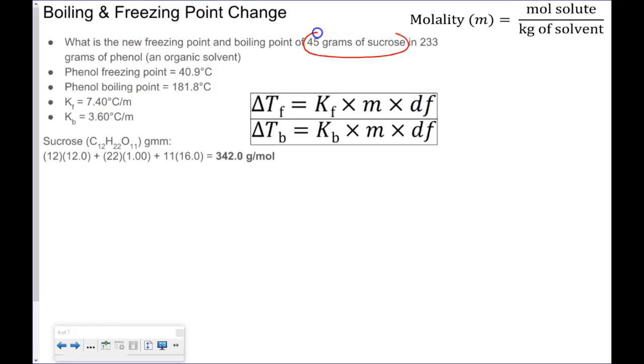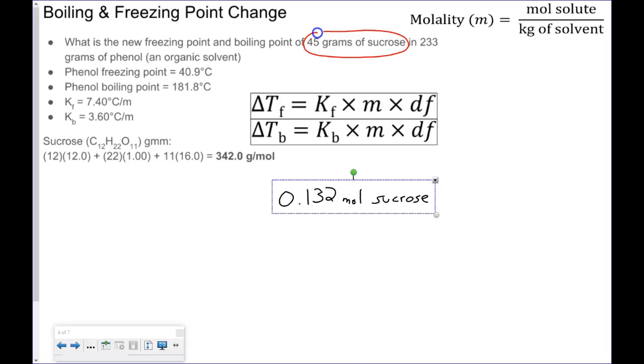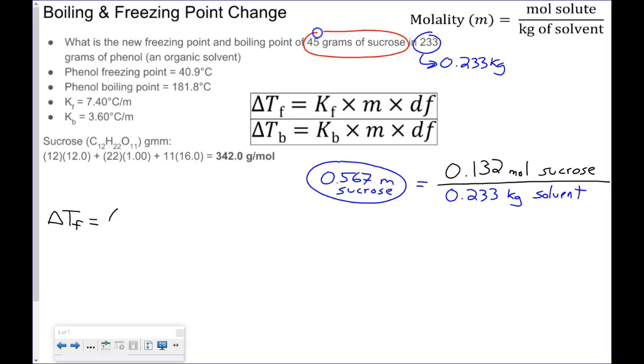Last one, what is the new freezing and boiling point of 45 grams of sucrose and 233 grams of phenol? So I'm going to take my sucrose and I'm going to work that out to be 0.132 moles of sucrose. Take that, divide that by my kilograms of solvent, so that's 233 grams or 0.233 kilograms. That's going to work out to give me a molal concentration of 0.567.